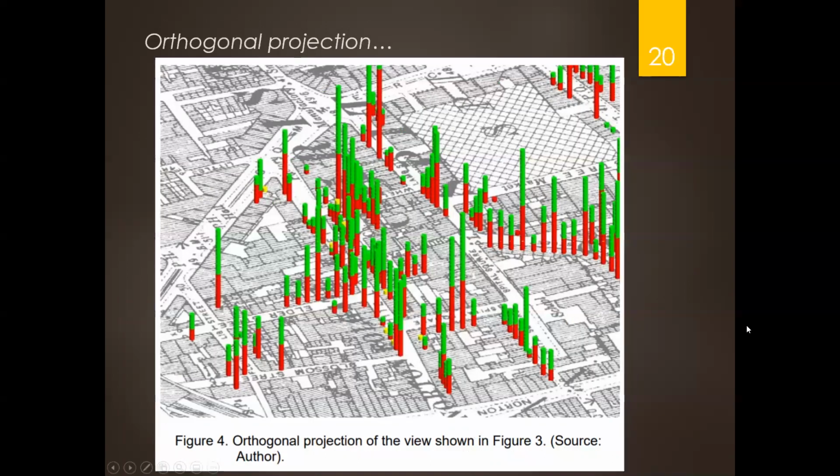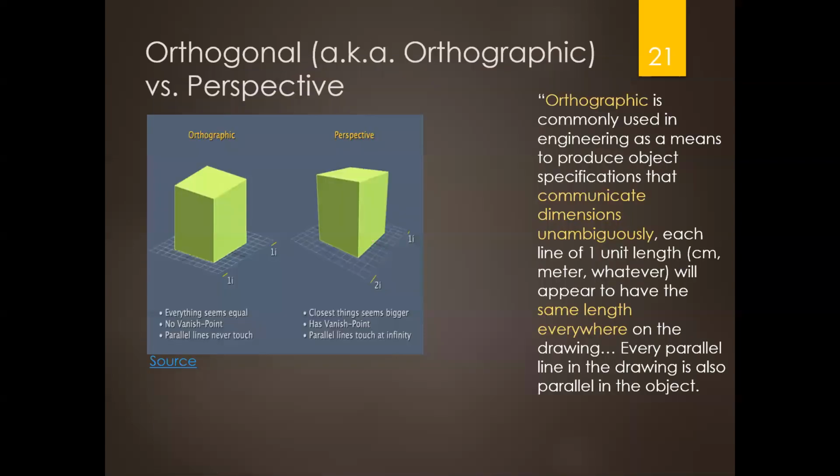So projections, orthogonal or non-orthogonal, perspective or non-perspective. The difference is here. Here is an example for orthographic projection. Here is perspective projection. For orthographic or non-perspective projection, everything seems equal, no vantage point, and the parallel lines never touch.